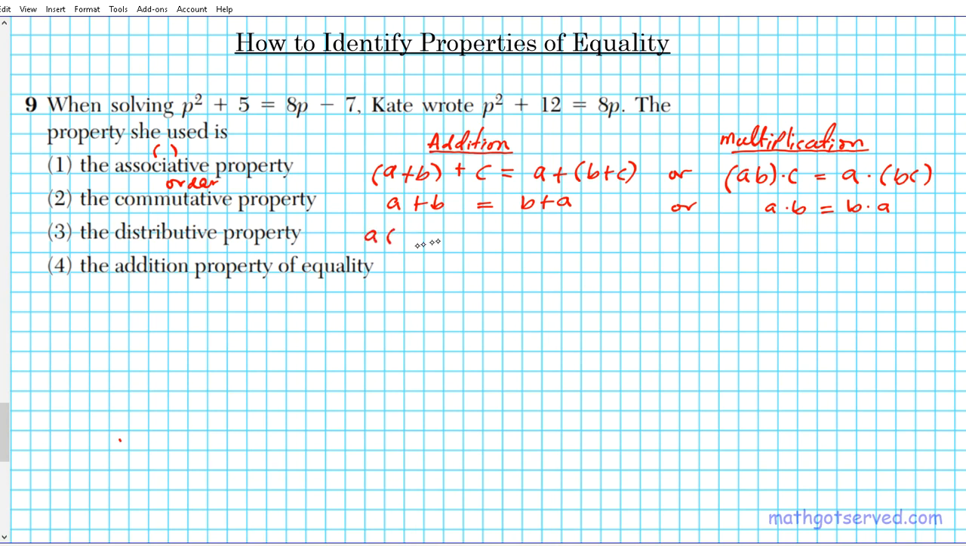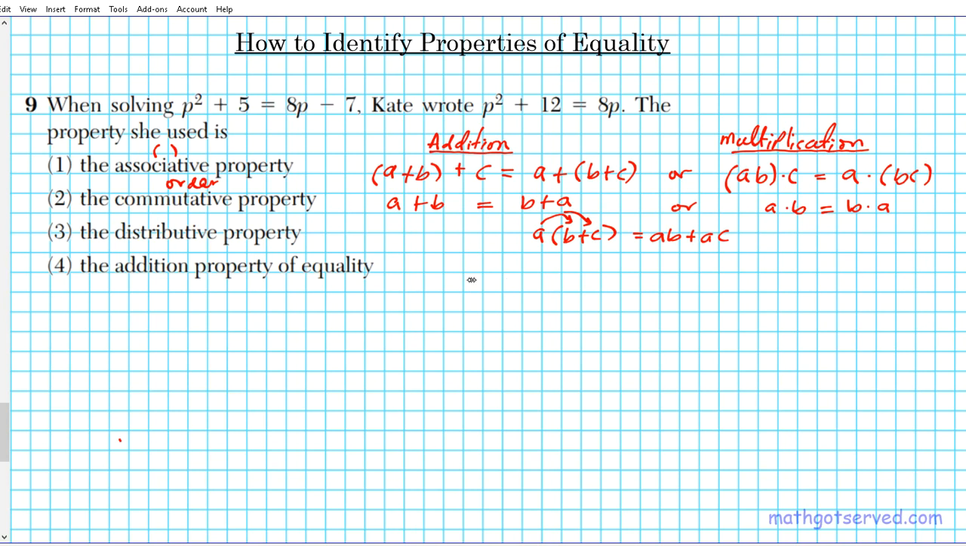If you have a, well, this one is a combination of addition and multiplication. So let me put it in the center. A times (b plus c). What you do is you just distribute, right? A to b, a to c, and then that gives you ab plus ac.